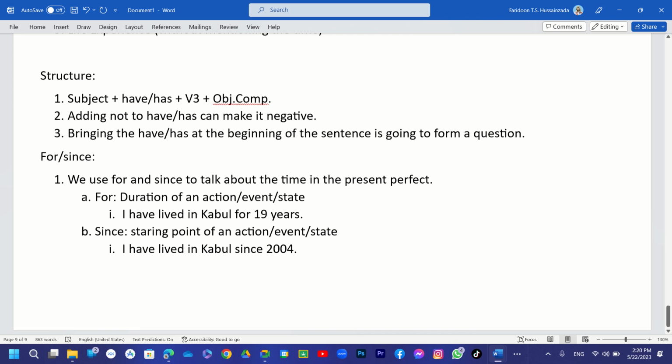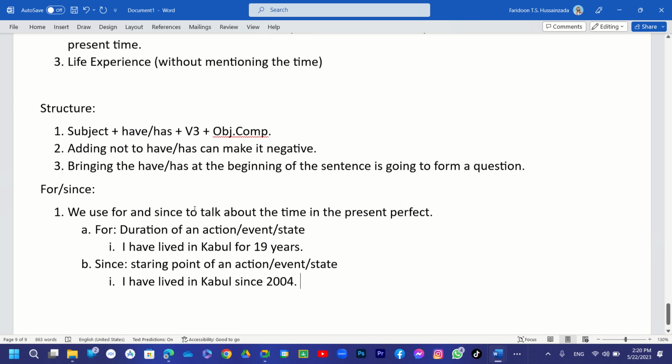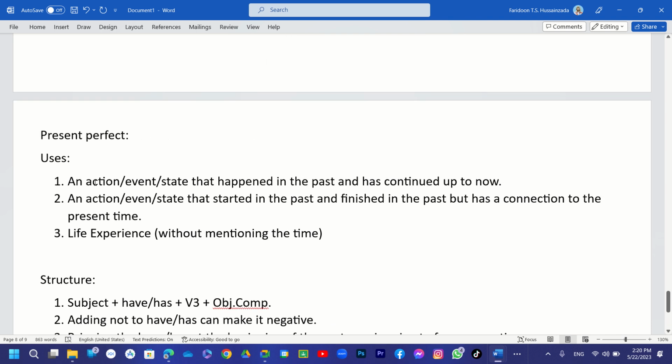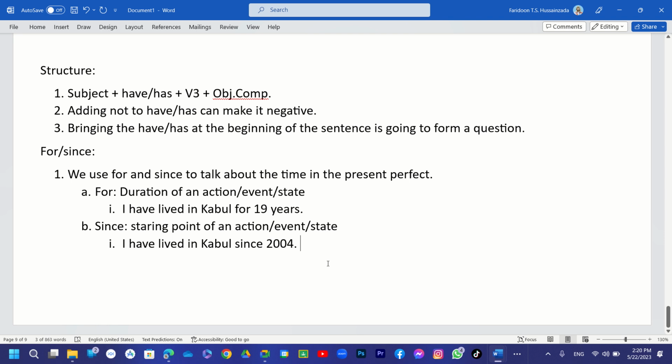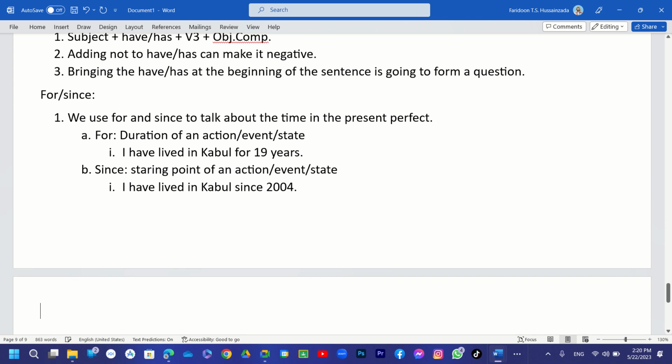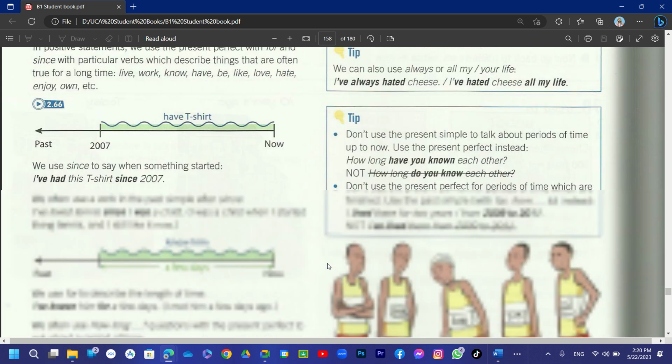Just shows two of the usages with for and since. And as you can see, both of these examples are the first usage, I believe. An action or event or state that happened in the past and has continued up to now. So they first happened or started in the past and now they're still continuing. I am still living in Kabul. Any questions? Very good. Let's continue with the other one.